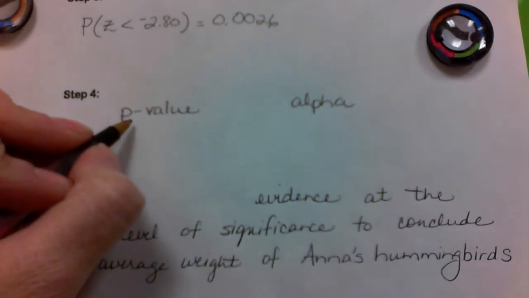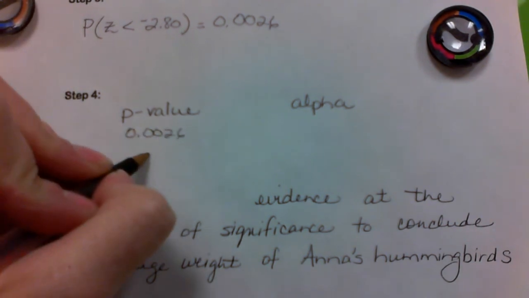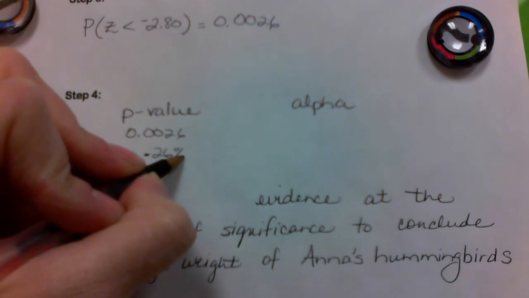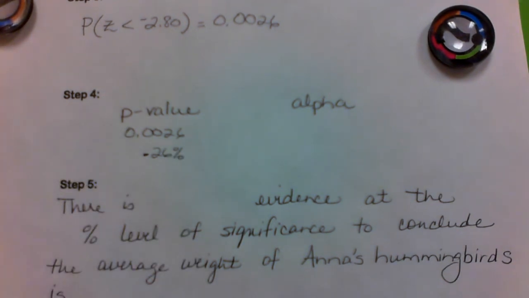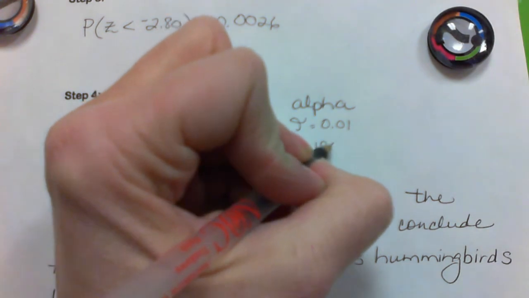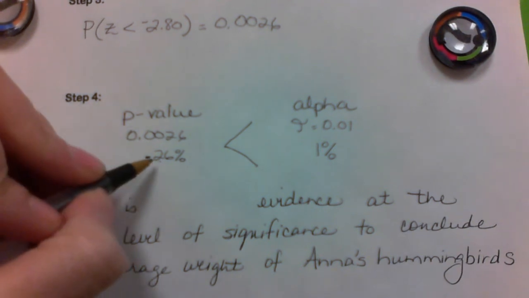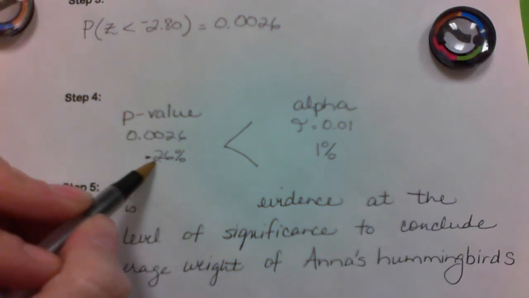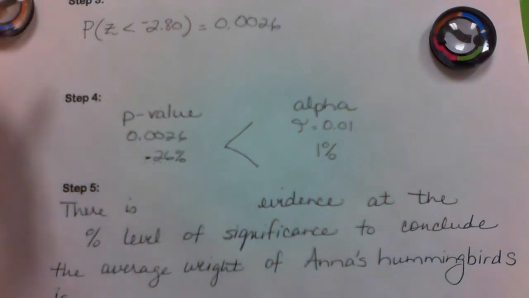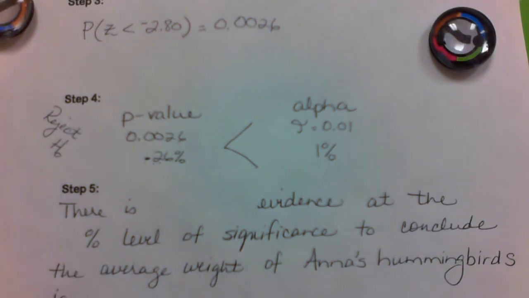The probability that we will make an error is 0.0026 or 0.26%, so less than 1%. We're going to compare that to alpha, which the book tells us is 0.01 or 1%, and 0.26% is less than. So since the probability of making an error is smaller than how willing we are to make the error, in this case, we reject the null. So what we have done is proven that the alternate is actually correct.